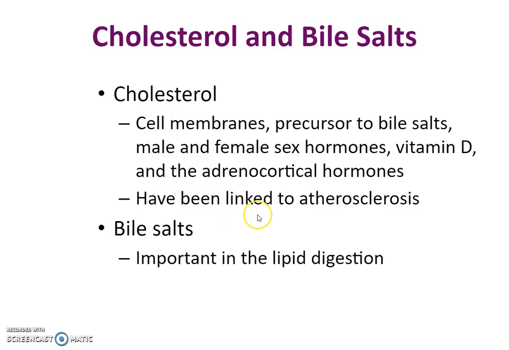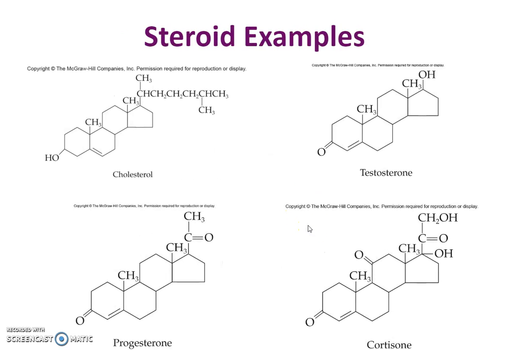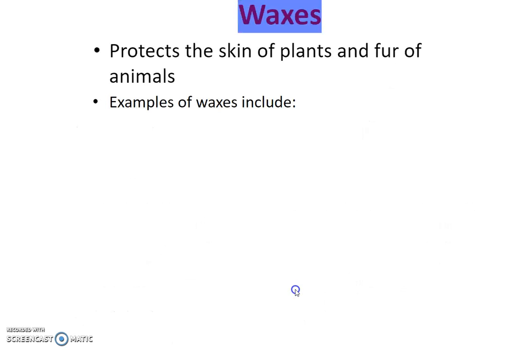These unfortunately have been linked to atherosclerosis, which is hardening of the arteries, and can lead to heart disease and heart attacks. So some steroid examples, here's one, cholesterol. You see this basic structure, and then we just add different things to it. Here's cholesterol, here's testosterone, here's progesterone, here's cortisone or cortisol, but these are just all steroids that have this basic ring structure, and then some things added to them.